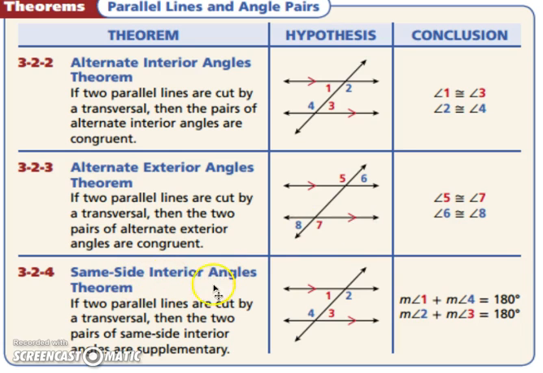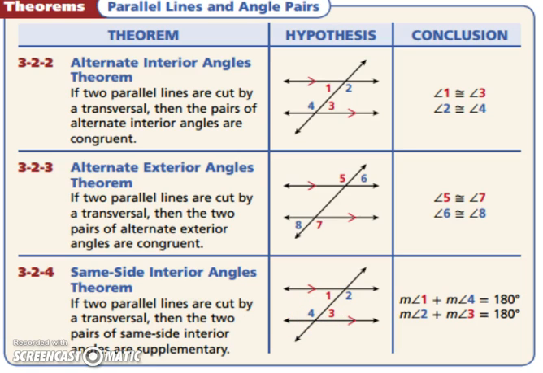The same side interior angles theorem states that if two parallel lines are cut by a transversal, then the two pairs of same side interior angles are supplementary. So when you add 2 and 3 together, you're going to get 180 degrees, just like if you were to add 1 and 4 together.